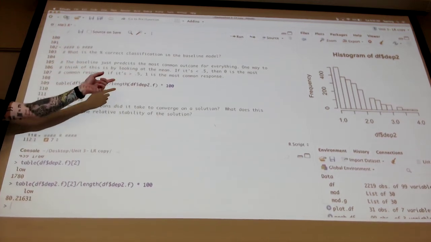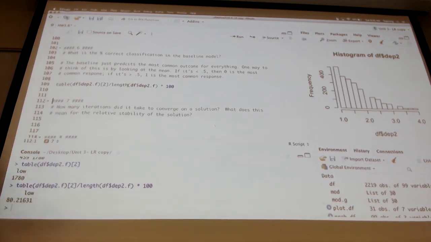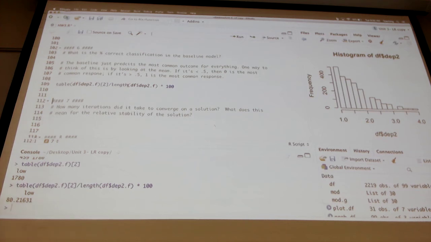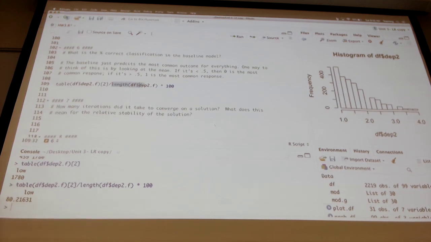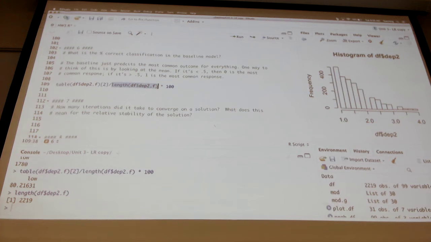You can literally do whatever you want to the data, and it's going to give me the actual accurate baseline classification. But here we see 80.2% is the percent of correct classification of the baseline model. 80.2% of the predictions are correct because it predicted low for everybody, which means it was right for 1,780 of the 2,219 predictions that it made.